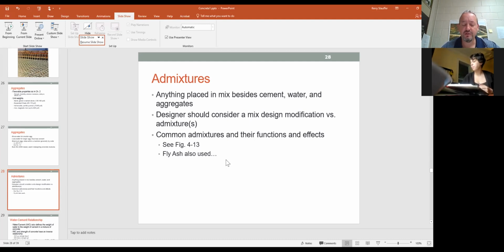But anyway, why would they do this? Well, if they need early strength development, or if they need to speed up the set time. So why would they do that?